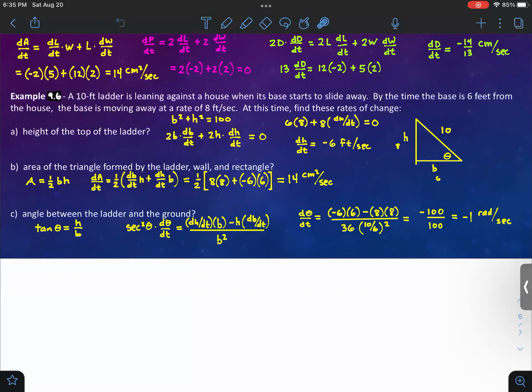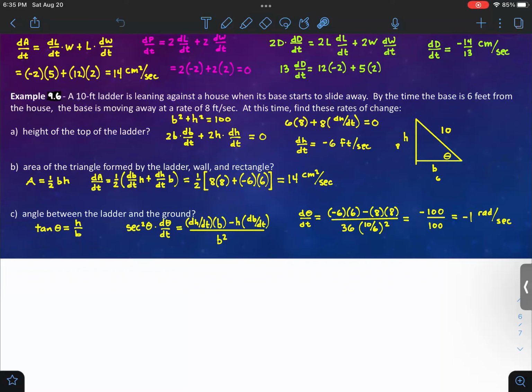The angle here is changing. We might actually need that in this problem. The 10 is constant, right? We want to find the rate of change, firstly, for the height of the top of the ladder. Basically, the rate of change of H, dH/dt.